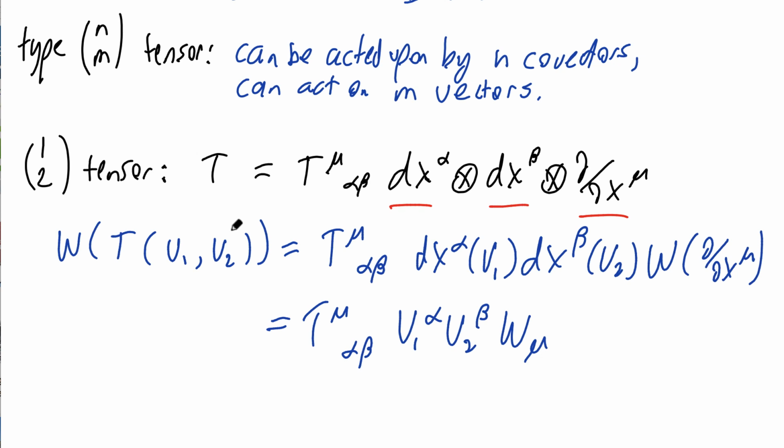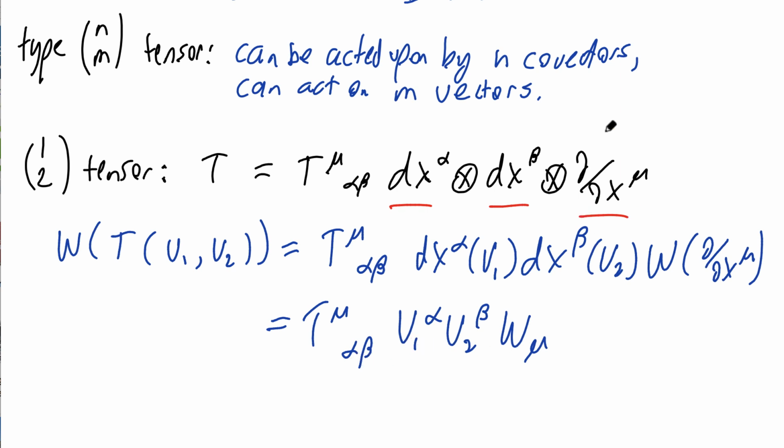If I had accidentally put V2 into this, let it be acted upon by dx alpha, and V1 be acted on by dx beta, then these two factors would have been reversed. This would be V alpha 2, V beta 1. And that's not the same thing unless this tensor happens to be symmetric under interchange of alpha and beta. But for a general tensor that's not symmetric, the order does matter.